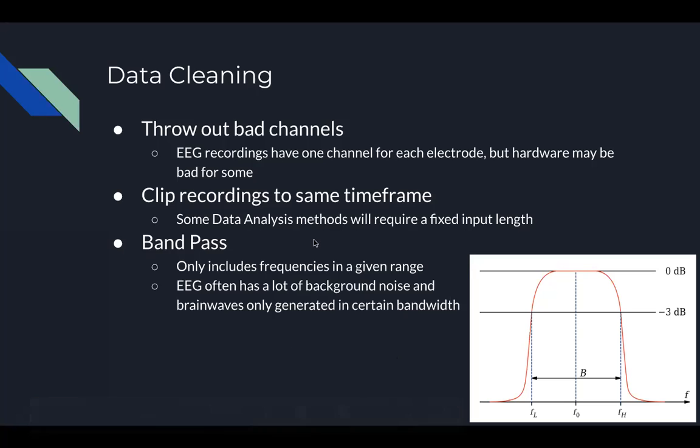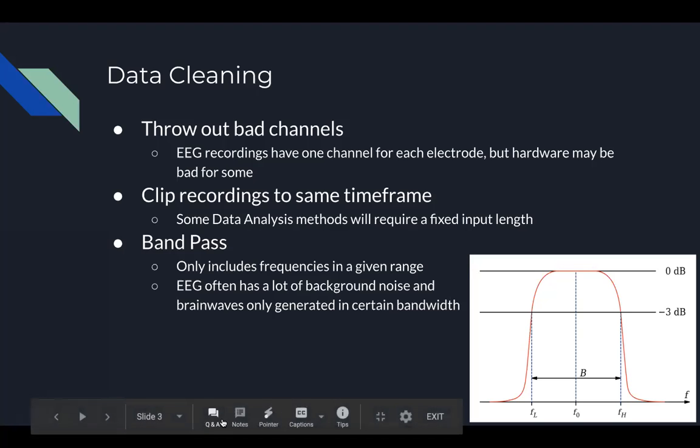That basically means if we're working with a data analysis method that only allows us to deal with 2 seconds of data, because some data analysis methods are like that, as we'll see later on, we're going to do that clipping. And then after that, we have a simple bandpass or some kind of pass filter. That just means that we only include frequencies in a certain range. So again, as I mentioned earlier, there's a ton of noise, so that helps get rid of that.